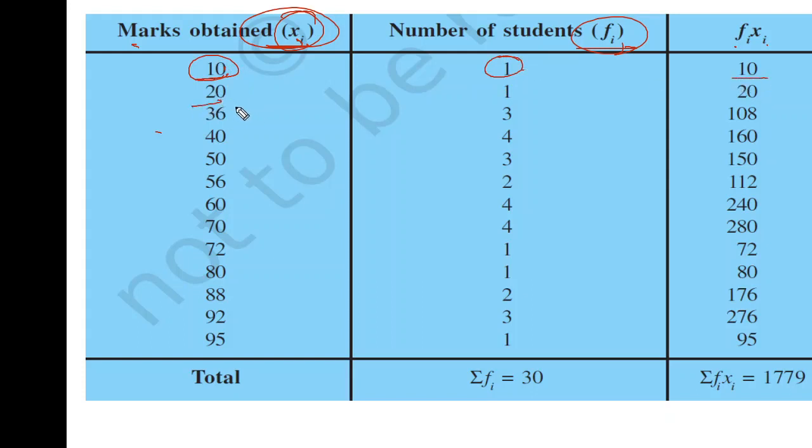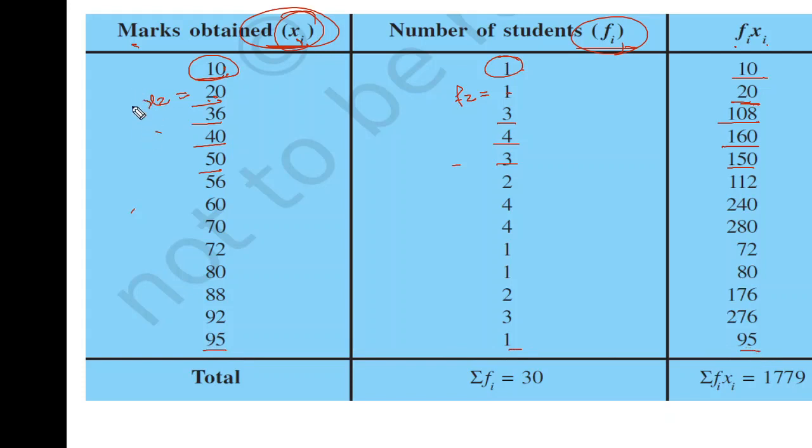Then 20, this is your x2 equal to 20. Here f2 equal to 1. So f2 x2, that is 20 into 1, is equal to 20. Similarly 36 into 3 will be equal to 108. 40 into 4 will be equal to 160. 50 into 3 is 150, and so on. You see 95 into 1 will be 95.